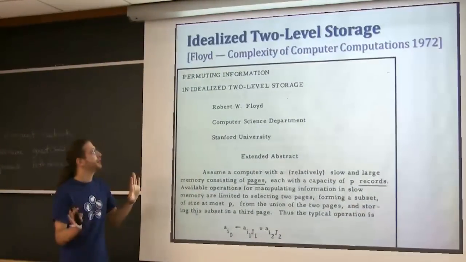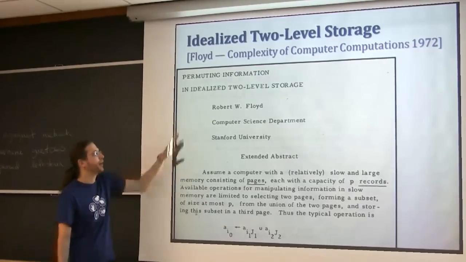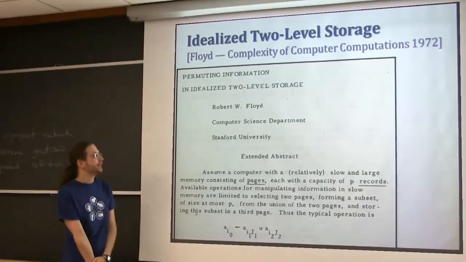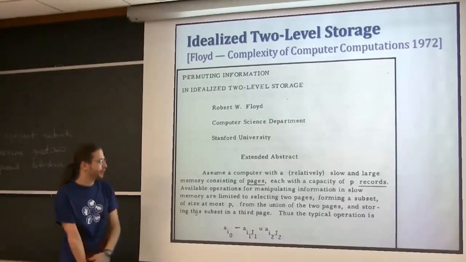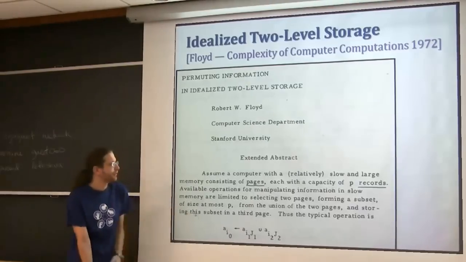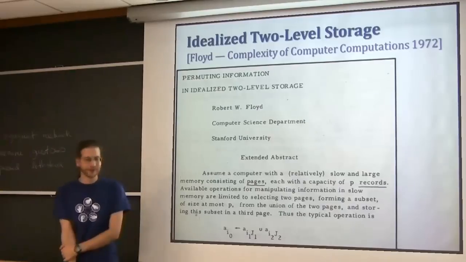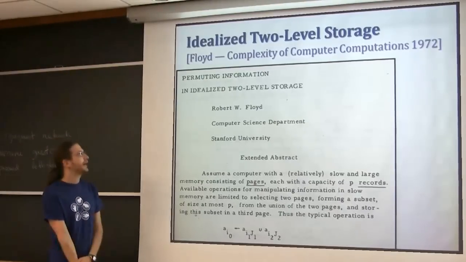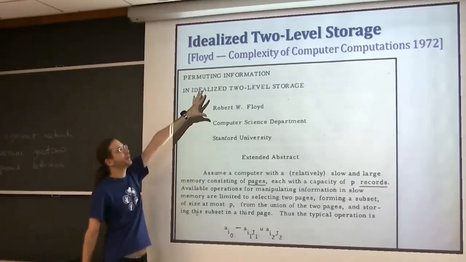So the first section is on this idealized 2-level storage, which was introduced by Bob Floyd in 1972. This is what the first page of the paper looks like. It's probably typeset on a typewriter, it looks like, with underlines. Good old days of computer science, very early days of computer science. And this was published in a conference called the Complexity of Computer Computations.